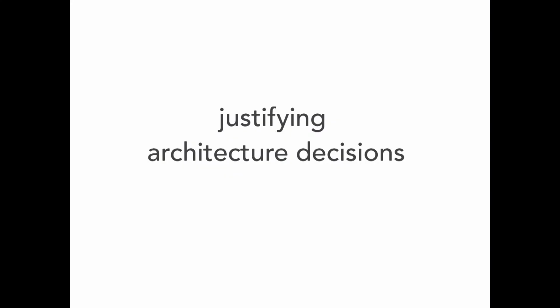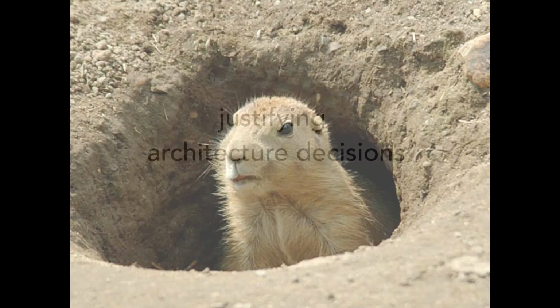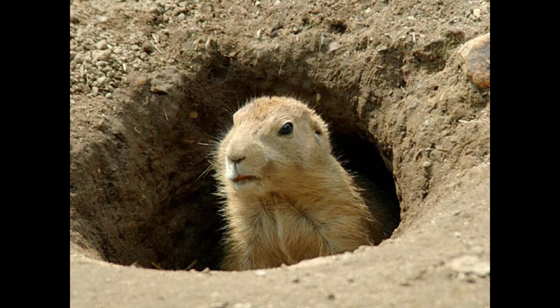and what really isn't. So the next step in the process, once we've formed an architecture decision, is really justifying those architecture decisions. Every architecture decision that you make should be able to be justified. So this here is a groundhog. And most of your architecture decisions will lead to this. Actually, what they'll lead to is something called the Groundhog Day architecture anti-pattern.